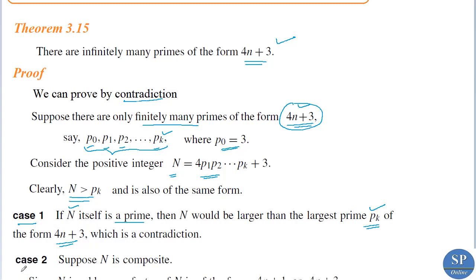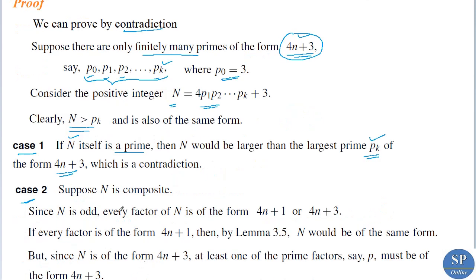Now we consider the second case. If n is not a prime, then n is a composite. Since n has the form 4n plus 3, n is odd. So since n is odd, every factor of n is of the form 4n plus 1 or 4n plus 3.